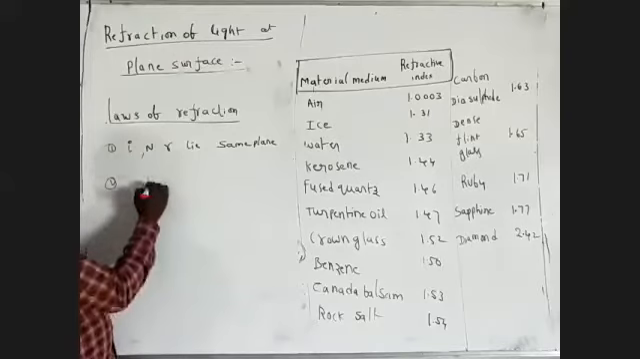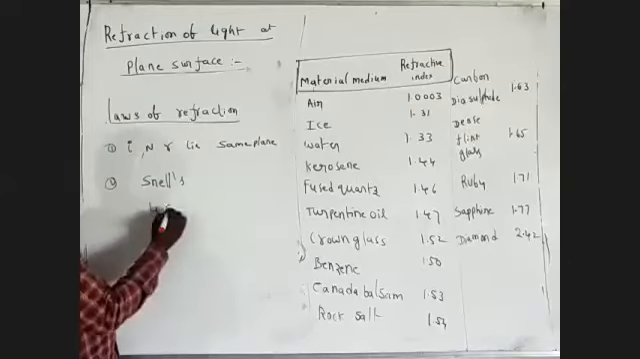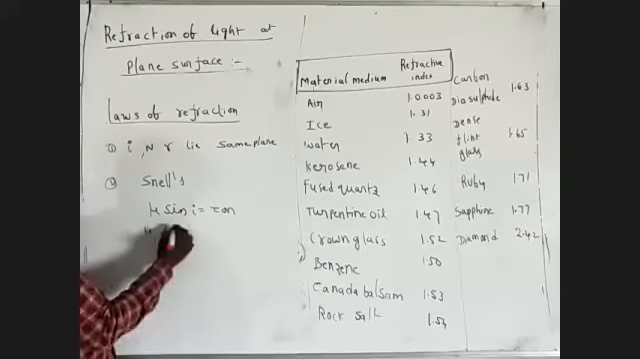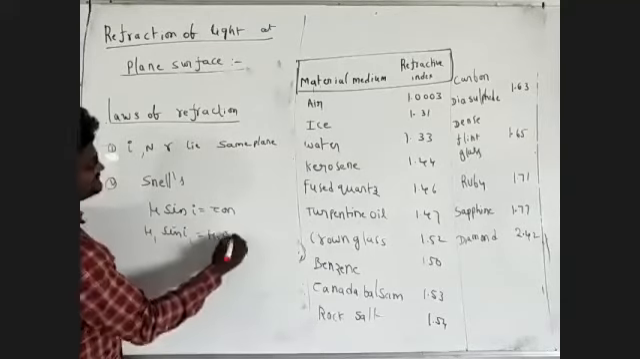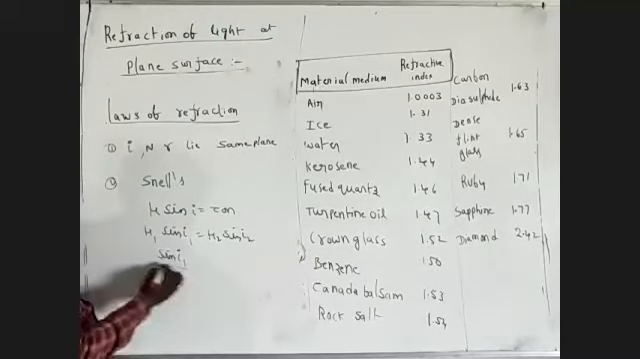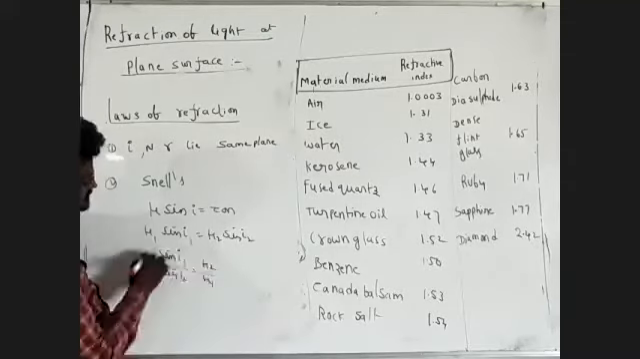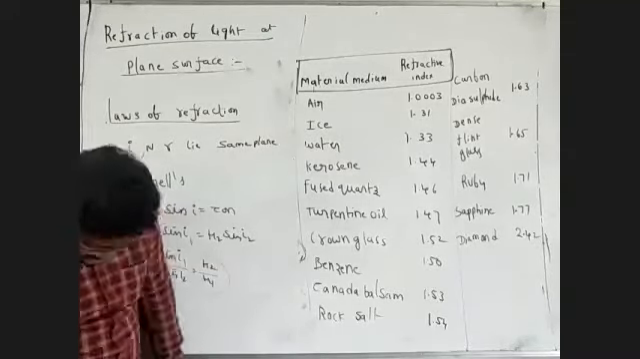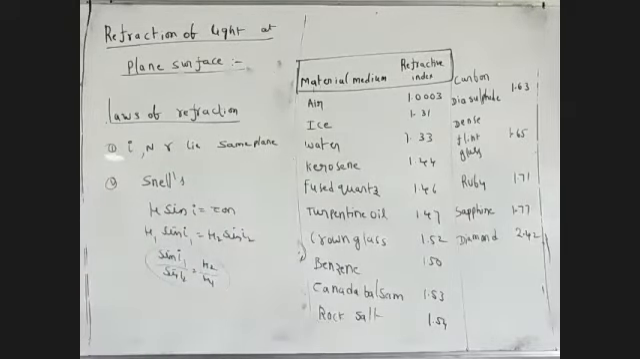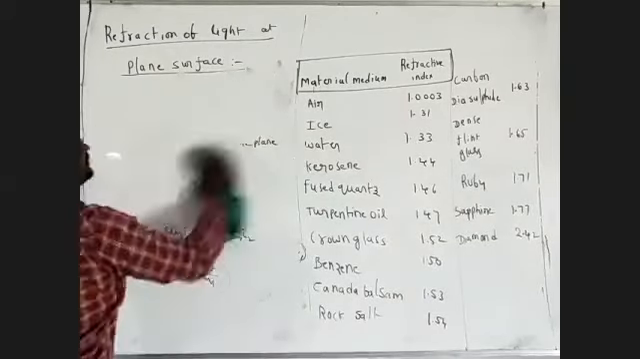Second law, Snell's law. Mu sin i is equal to a constant. Mu 1 sin i1 is equal to mu 2 sin i2. You can write this as sin i1 by sin i2 is equal to mu 2 by mu 1. This is what we call Snell's law. Okay, come to the next point.